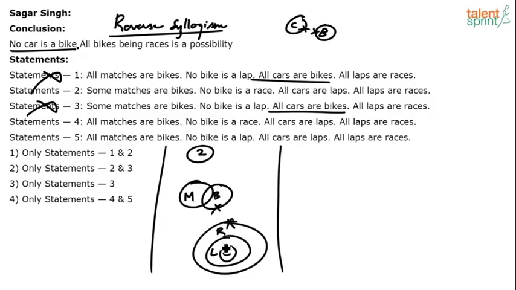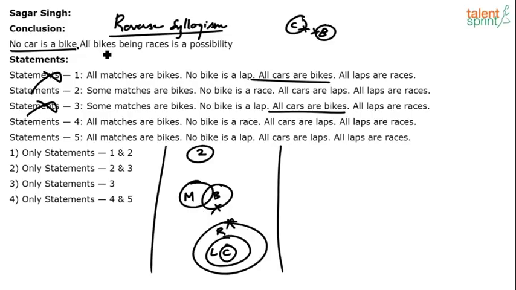So no car is a bike. Is it true? Yes, no car is a bike is true, because if bikes cannot touch races, bikes will not be able to touch cars. Very clearly, right? If bikes cannot overlap with races, how will bikes ever overlap with cars? The moment a bike overlaps with cars, it also overlaps with races. So the first conclusion follows.